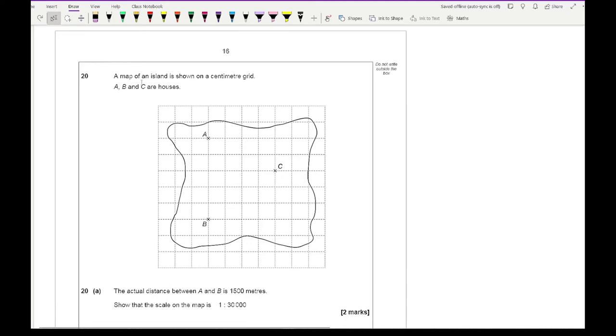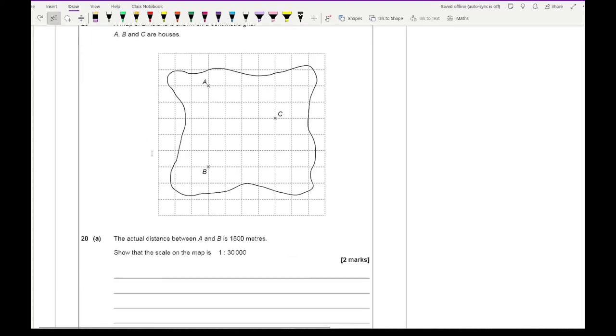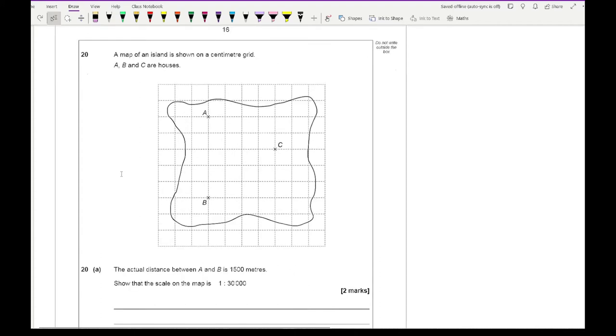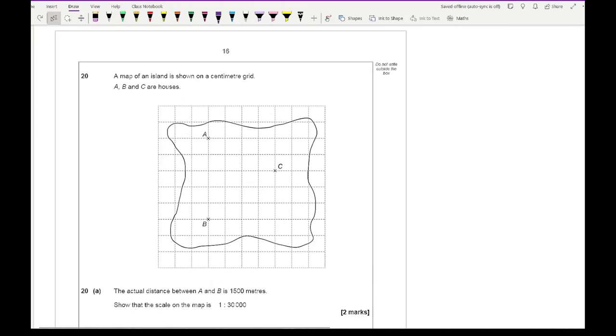So it says that a map of an island is shown on a centimetre grid. A, B, C are houses. The actual distance between A and B is 150 metres. Show that the scale on the map is 1 to 30,000. So first thing I need to do is measure the distance from A to B. So A to B, as I can see without using a ruler, is 5 centimeters.